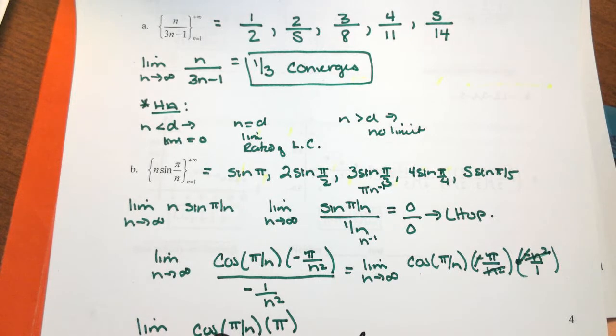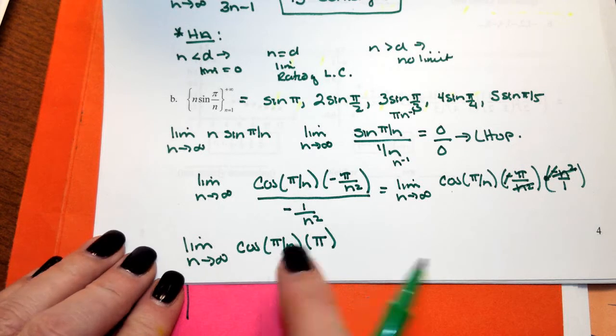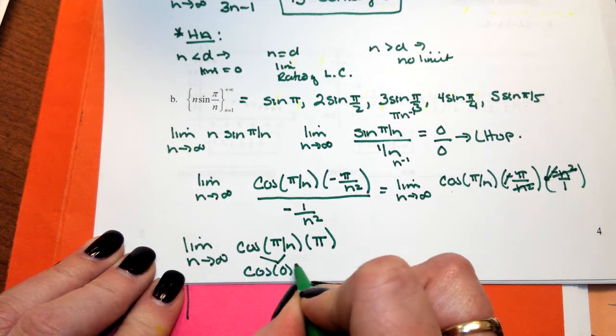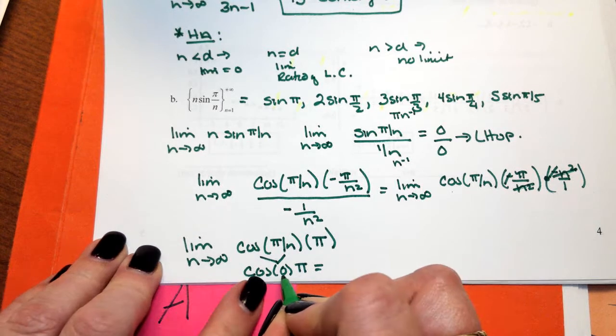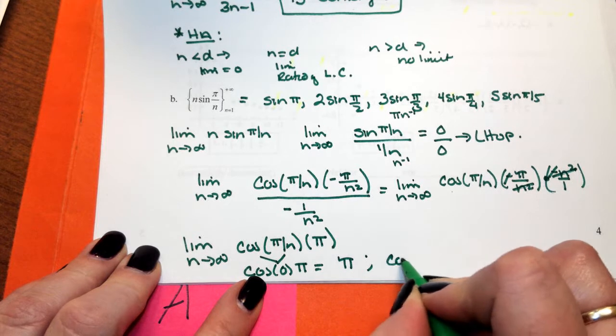Well, pi is a constant divided by a really large number. This value in here, as n is approaching infinity, pi divided by a really large number is going to get close to 0. So this is approaching 0. So cosine of 0 times pi. Well, I know cosine of 0 is 1, and 1 times pi is pi. So then this limit is going to be converging towards pi.